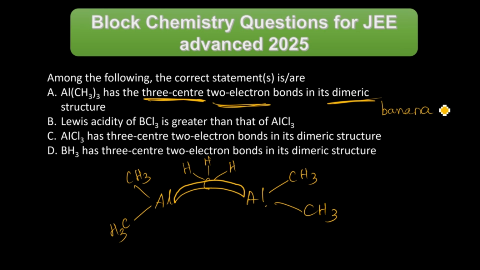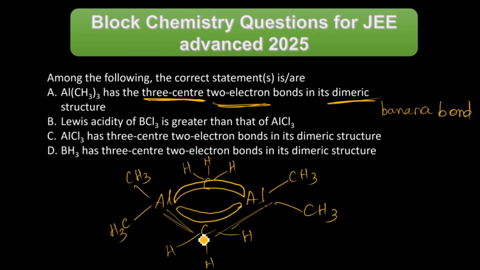This works for which compound? B2H6 also. Correct. The dimer of BH3 also. So this side also I'm having a banana bond with another CH3. This will have 2 electrons only, and whenever needed, the 2 electrons will go either this side or this side.